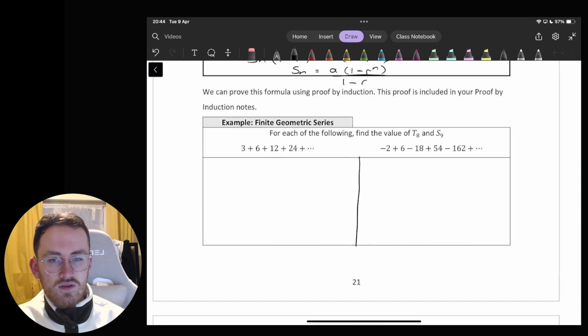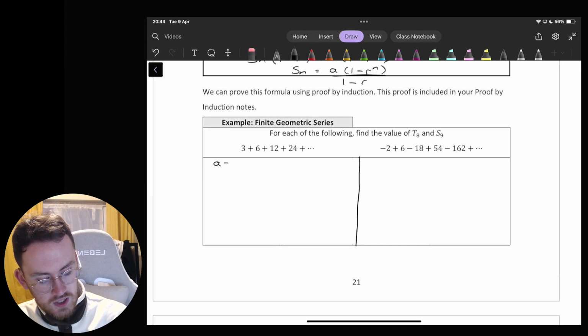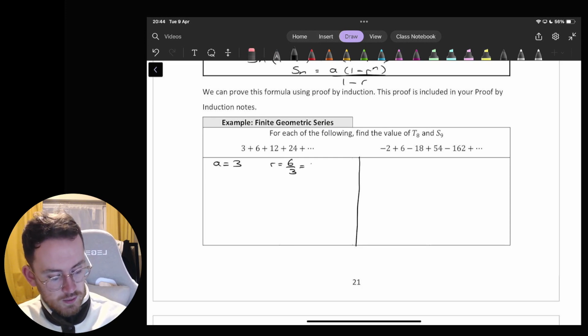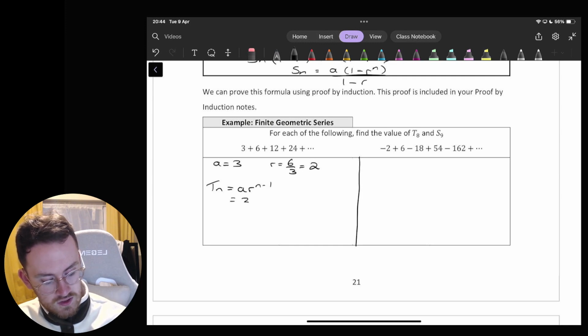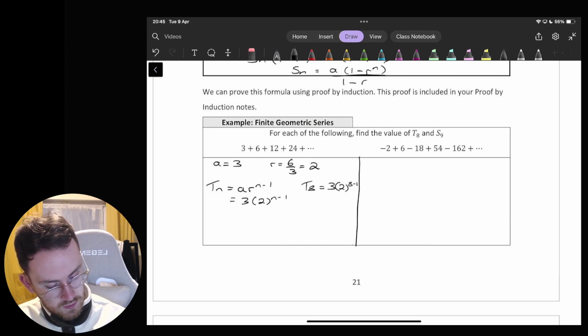So looking at the first example, 3 plus 6 plus 12 plus 24. So we have a nice little series going on here. We need to work out the different parts of our formula first of all. So a is going to be 3. My ratio comes from dividing the term by the previous term, so 6 divided by 3 gives me 2. I can use that then to work out Tn and Sn. So Tn is a r to the power of n minus 1, so that's 3 times 2 to the power of n minus 1. And I want to find T8. So that's 3 times 2 to the power of 8 minus 1, which is 3 times 2 to the power of 7, which is going to be 384.